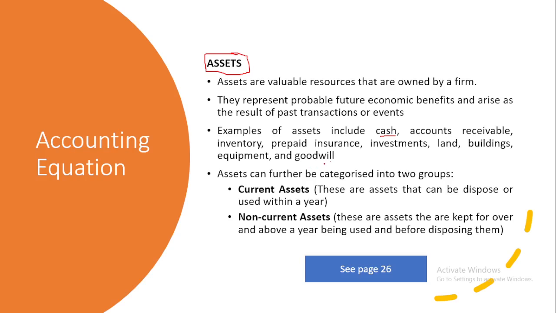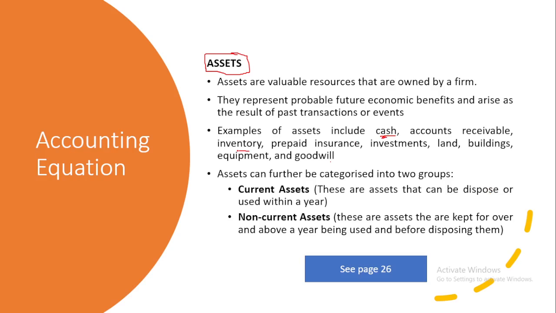So it continues to say that assets can further be categorized into two groups, where we're going to have your current assets. These are assets that can be disposed of or used within a year. Or in simplest terms, current assets are assets that can be converted into cash within a year, inclusive of cash.